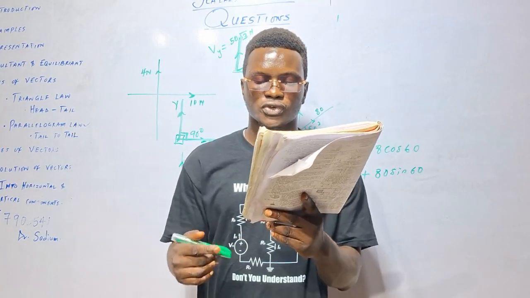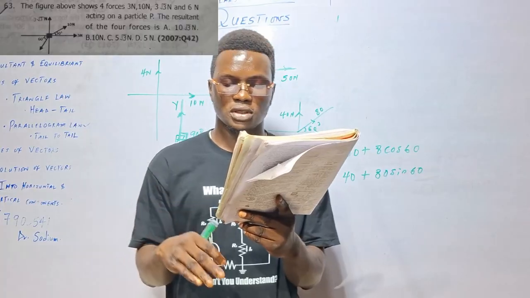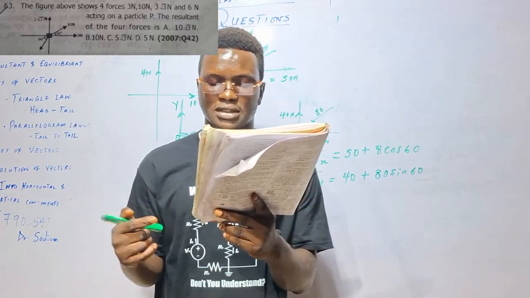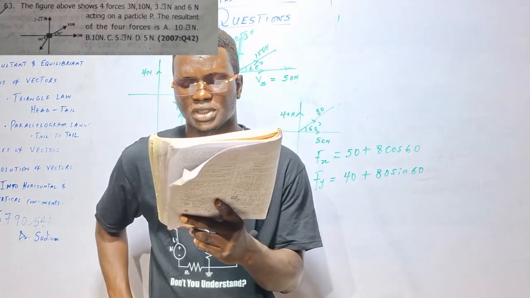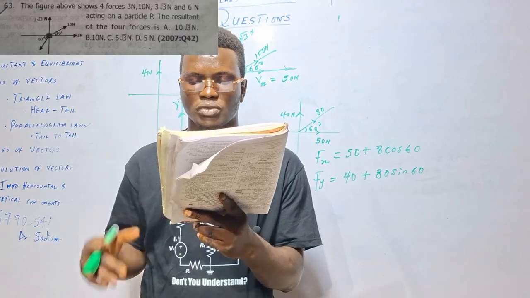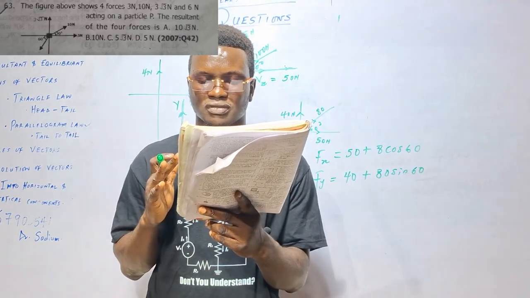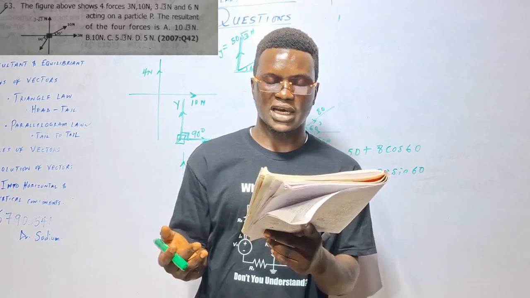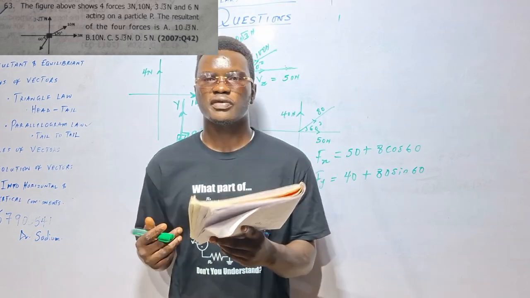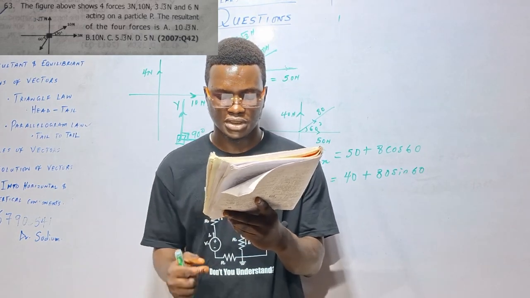The figure above shows 4 forces, 3 Newton, 10 Newton, 3 root 3 Newton, and 6 Newton, acting at this point. The resultant of the 4 forces is, so we have to find the resultant of the 4 forces, which means we have to solve them in horizontal and vertical. I did that in the last class, so solve that and drop the answer in the comment section.